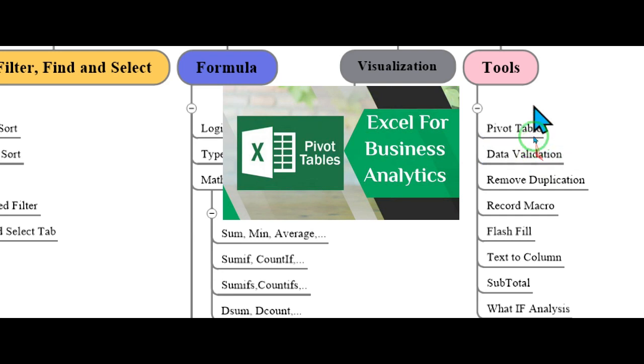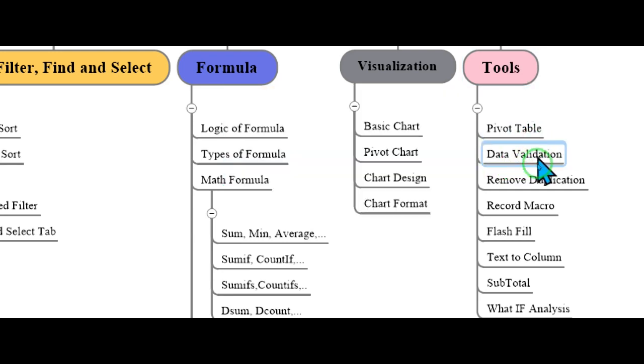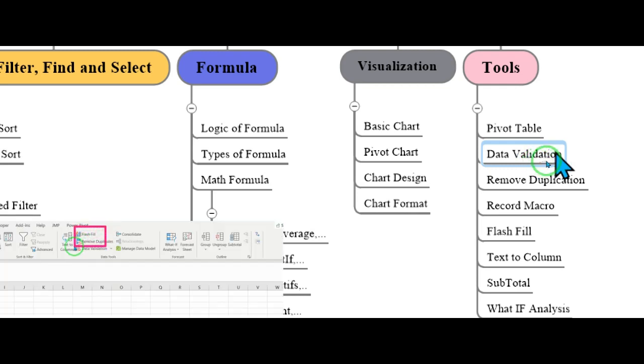Another thing which you should know here is data validation tools, which help you to limit the entering process in Microsoft Excel. Other tools such as remove duplicates, and record macro, which helps you to automate your process. Of course, you should not go through all the details here. You should just be aware of these tools and their capability, which enables you to solve different challenges in your business. Flash fill tools, text to column, subtotal, and what if analysis.